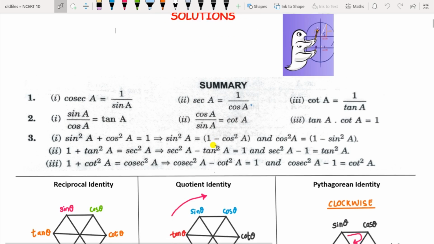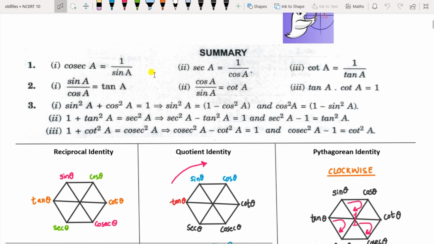Here I have written the summary of the formulas. Cosec is inverse of sine, sec is inverse of cos, cot is inverse of tan. That is called the reciprocal identity. Then second is the quotient identity. Sine upon cos is tan, cos upon sine is cot, and cot into tan is 1.